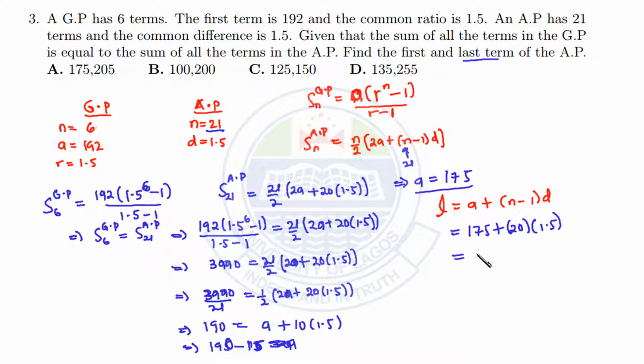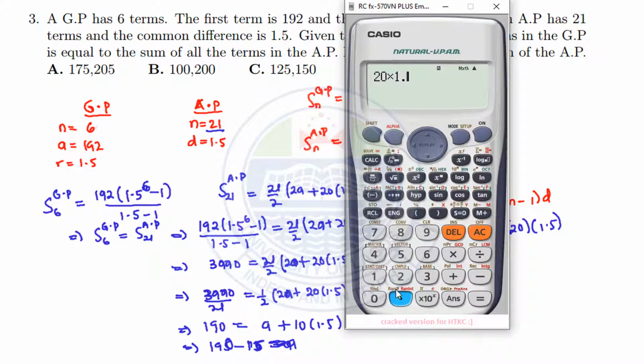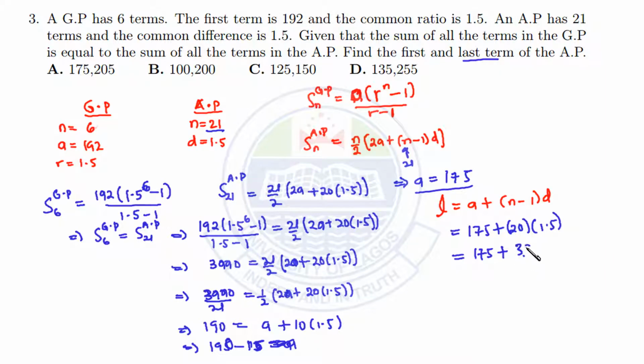And if I multiply this together, I'm going to have 175 plus, it should give us 30. Okay, so we have this to be 30. 175 plus 30 will give us 205. So the correct option here is A.